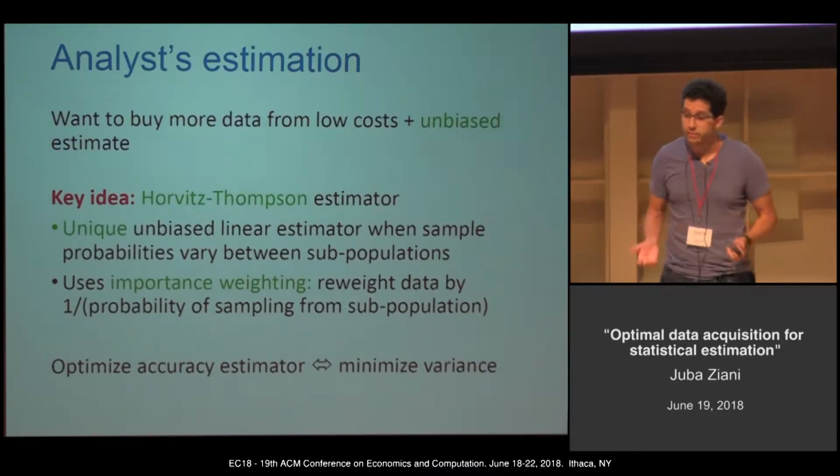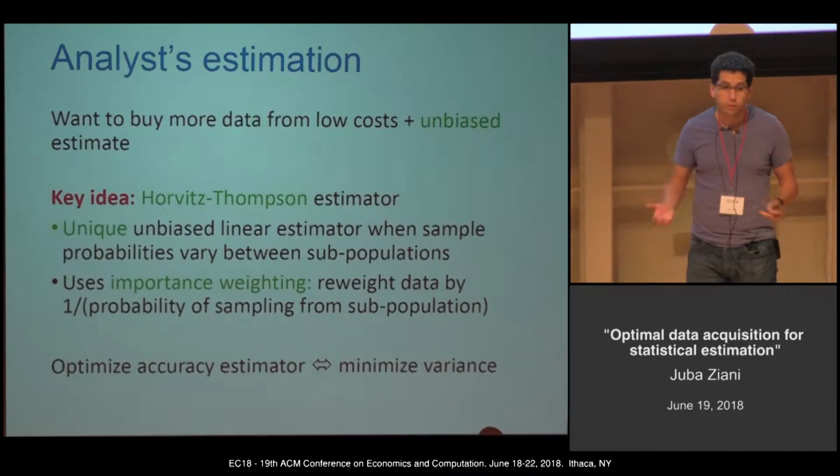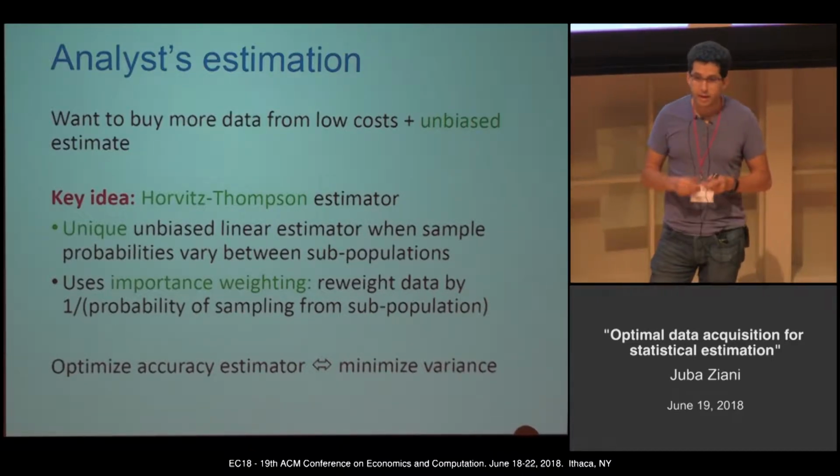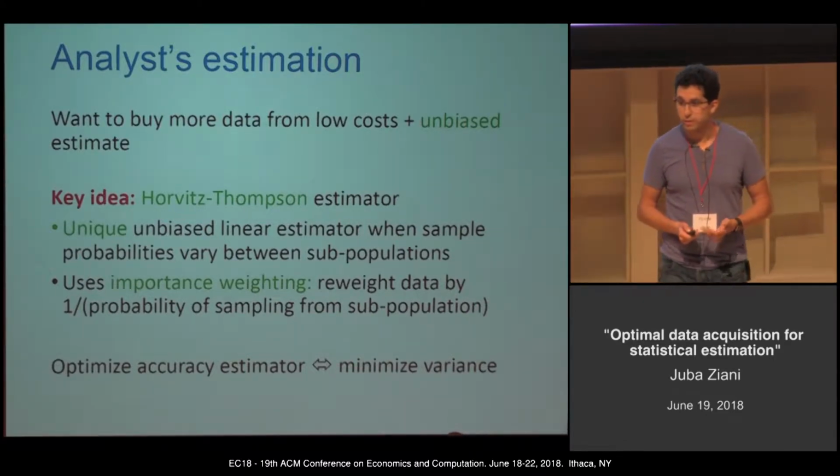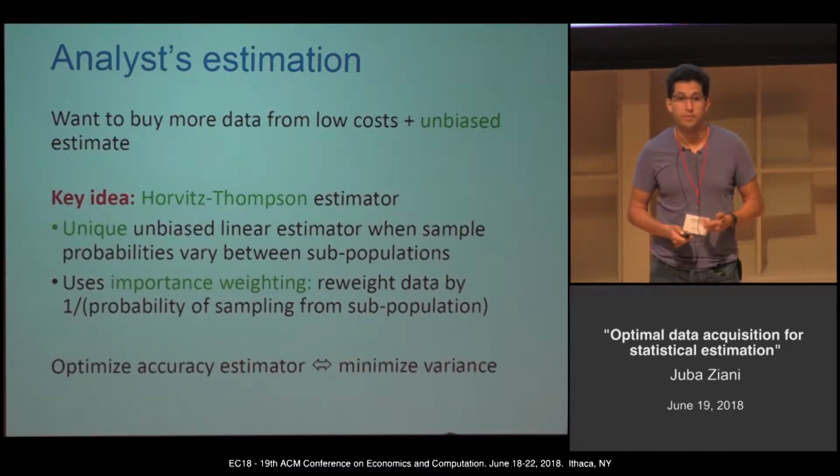Now that we have this unbiased estimator, one thing we would like to do is to make this estimator as accurate as possible. And because it's unbiased, you can just see optimizing the accuracy of this estimator as minimizing its variance.